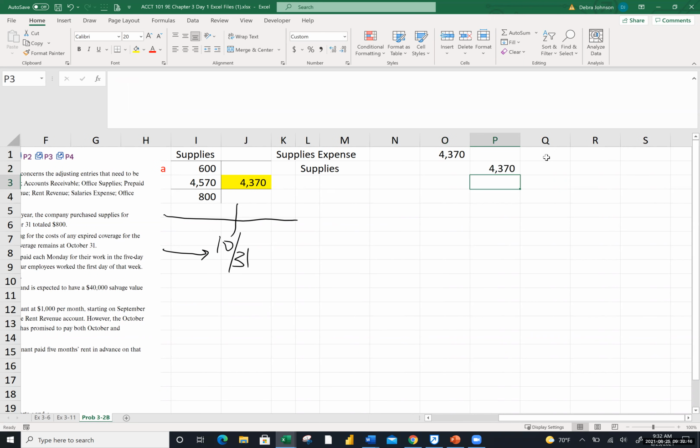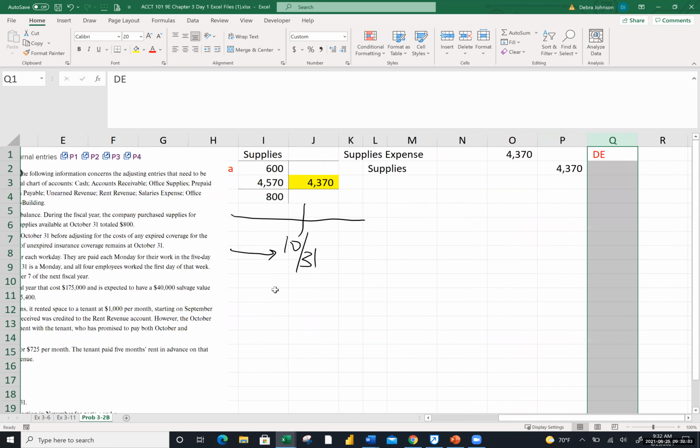And then again, I want you guys to get into the habit of asking yourself, what kind of an adjustment is that? Well, supplies are assets. They've been paid for. They're sitting on our books. That is a deferred expense. I'm going to put that in red as well, because I want you guys practicing that every single time. So that's pretty typical of what we just did.